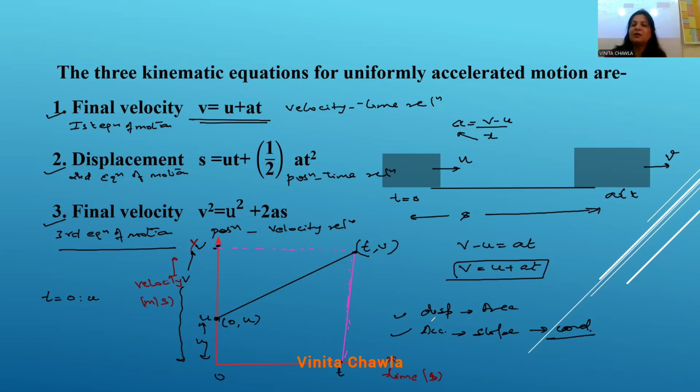And similarly for displacement, we need to find area. You can see we have displacement in the second equation and in the third equation as well. In the second equation, we have this S. In the third equation also, we have this S. So in both the equations, we will find the area under the curve, while in the first equation, we will find the slope of the graph.